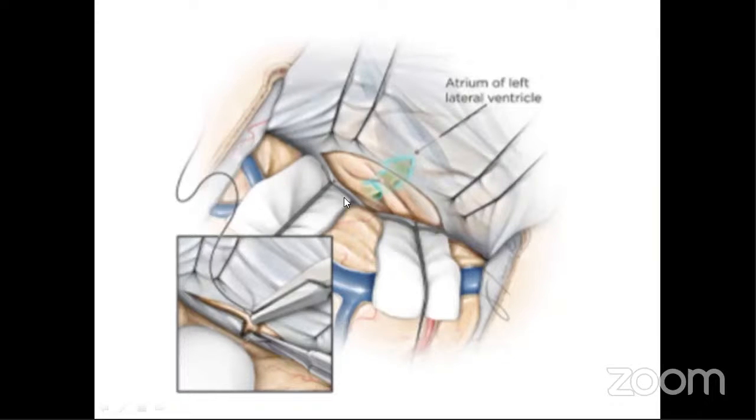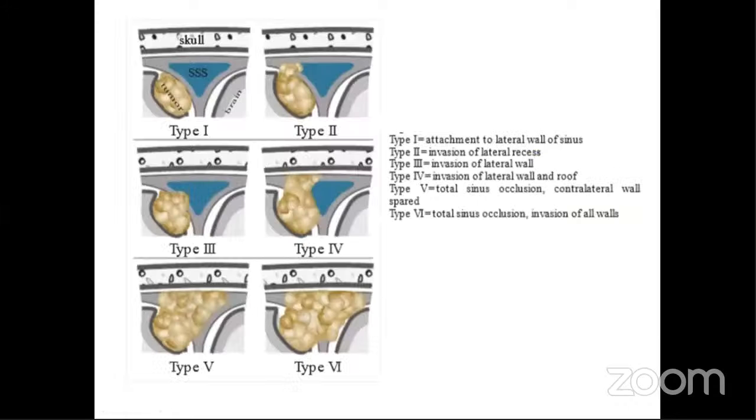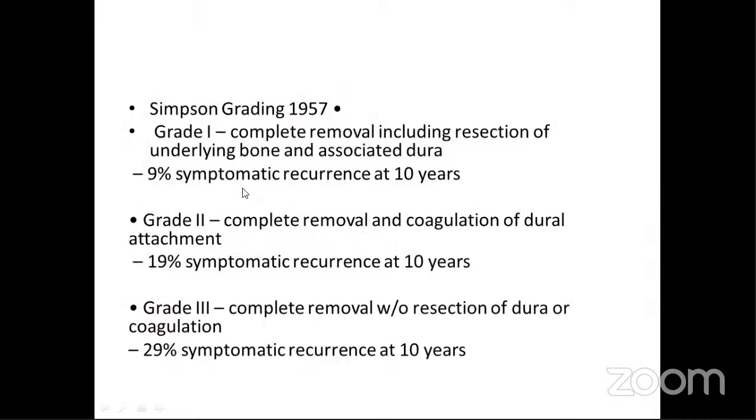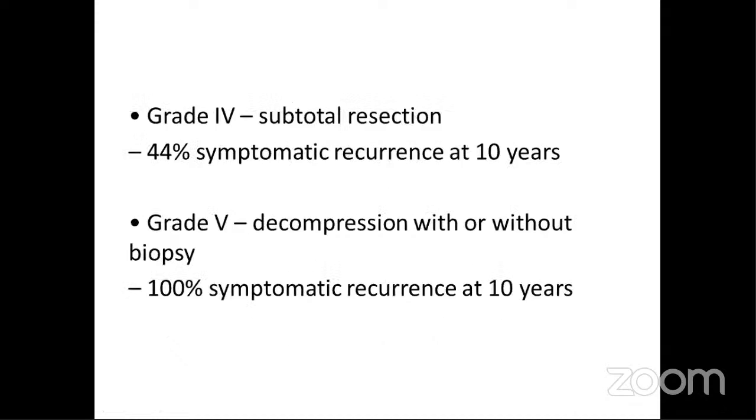you remove the tumor. So what happens if there is a superior sagittal sinus involvement by the tumor? For this, as we all know, especially for the meningiomas, we have a classification system. This is called the Sindou classification, in which we have 6 grades depending on how much tumor is involving the sinus. And for the dissection of the tumor, we have the Simpson grading system. It has 5 grades and it tells you the extent of the dissection and the rate of recurrence.